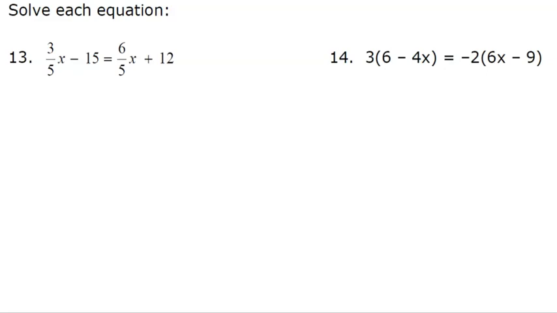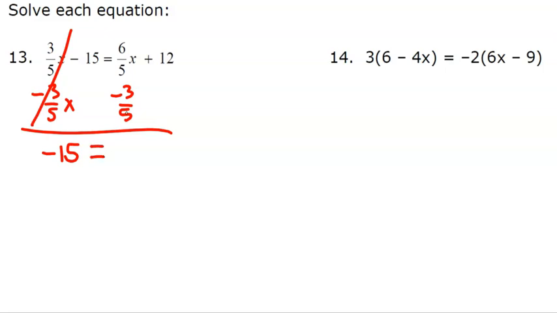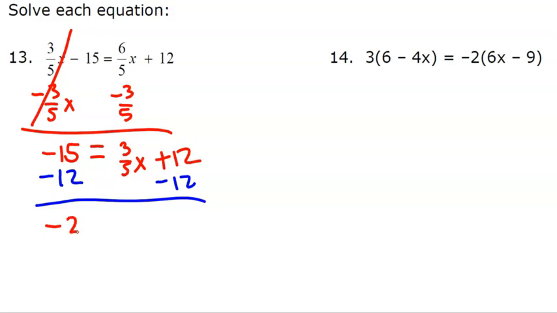Question numbers 13 and 14 ask us to solve the equation. In number 13, I'm going to subtract 3/5 x from both sides. Even though I typically like my x's on the left, I think I'd like to keep them positive, and since these have like denominators, it will be an easy math move. So that leaves me -15 on the left, 3/5 x on the right, and plus 12. Now I'm going to subtract 12 from both sides, giving me -27 equals 3/5 x.